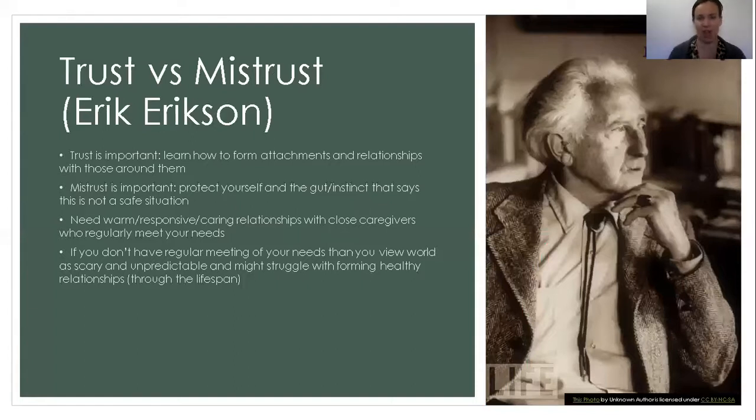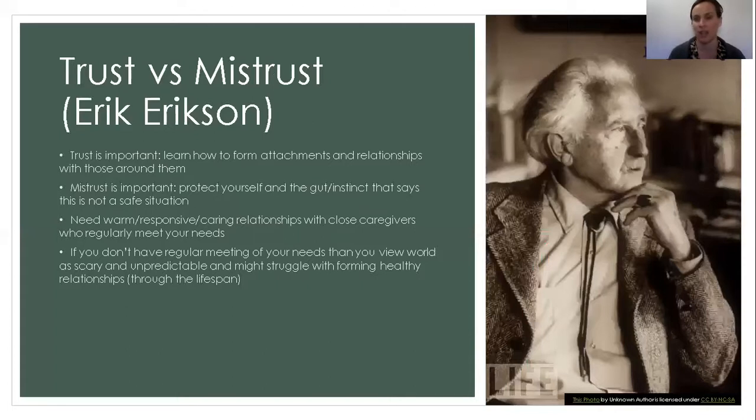It is kind of that gut feeling that says protect yourself, that something weird has happened, I'm going to fight, I'm going to flight, I'm going to flee. So we kind of want to have both, but the most important thing is that that trust is really established. If you don't have somebody regularly meeting your needs, then you're going to view the world as scary, as unpredictable, as unforgiving. And throughout your lifespan, even into adulthood and beyond, you might struggle with forming really healthy relationships.